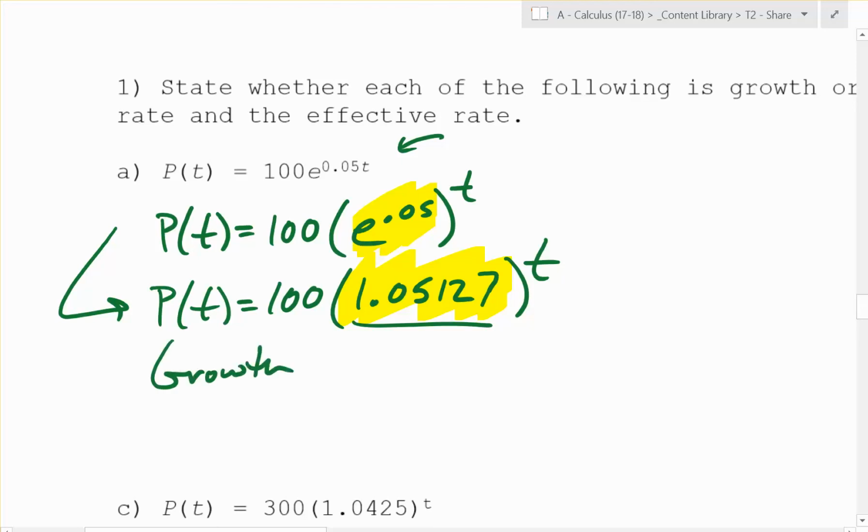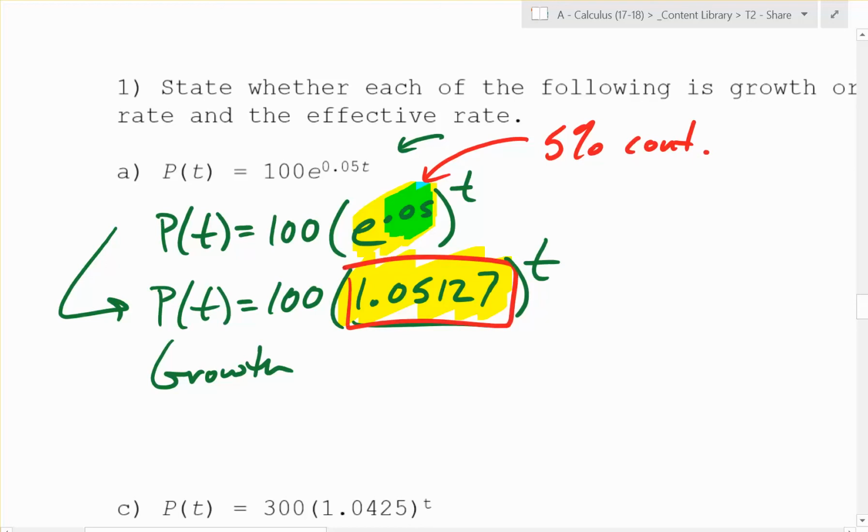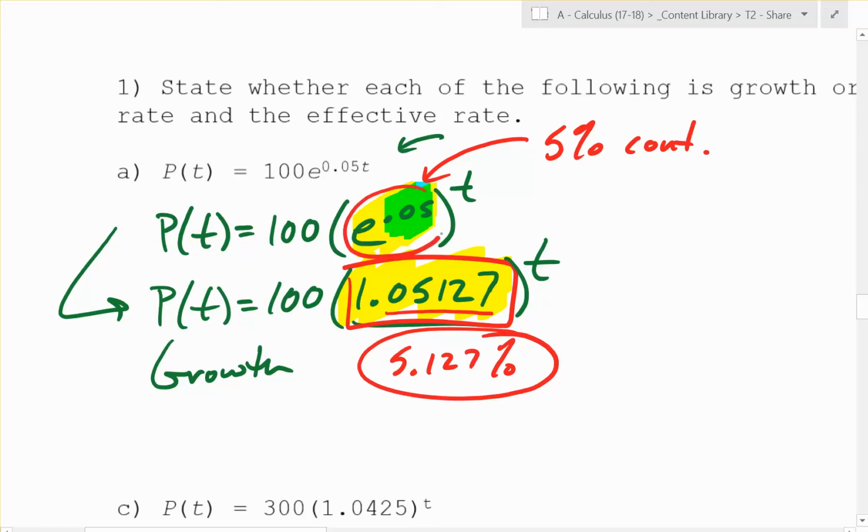Well, what this tells us is, see this 0.05 up here? That was the continuous interest rate, which is 5% continuous interest rate. But this right here is the effective interest rate, meaning what does that look like if you were just going to do it normal, once per year, like once per iteration? And that right there is the decimal part because it's 1 plus. So it's going to be 5.127%. Continuous is always going to be lower than the effective because continuous is compounded infinitely. What this tells you is if you do this once per year, you get a 5.127% increase, which is the same as 5% compounded continuously.